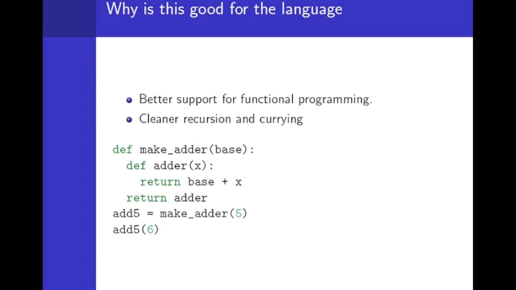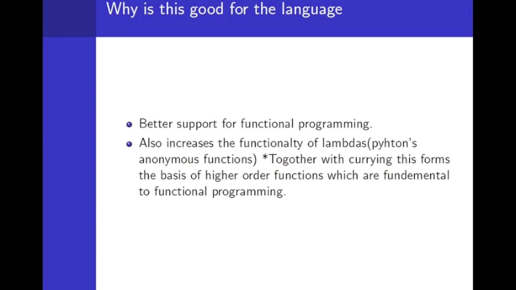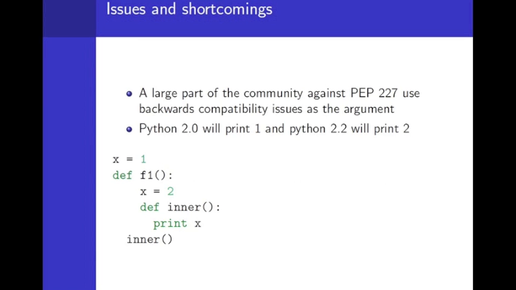So why is this good for the language? The most important thing is that it's better for functional programming. It's cleaner support for recursion and currying. Here's a good example of currying right here. The second thing is lambdas before this were very limited. You couldn't do much with them because you couldn't reference the things that the lambdas were being implemented in. Together, those three things create higher order functions, which are crucial to functional programming.